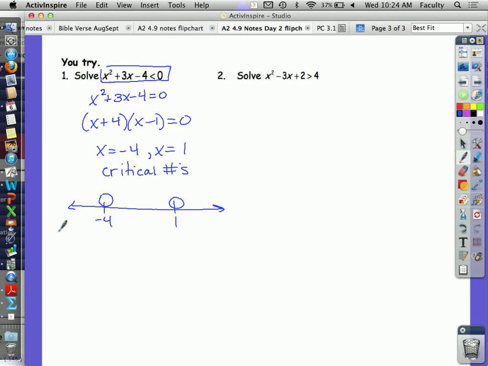So I'm going to pick -5. And I'm going to get -5 squared plus 3 times -5 minus 4. Does that produce a number that's less than 0? So I get 25 minus 15 minus 4. And can you tell 10 minus 4 is 6? 6 is not less than 0. That's false.